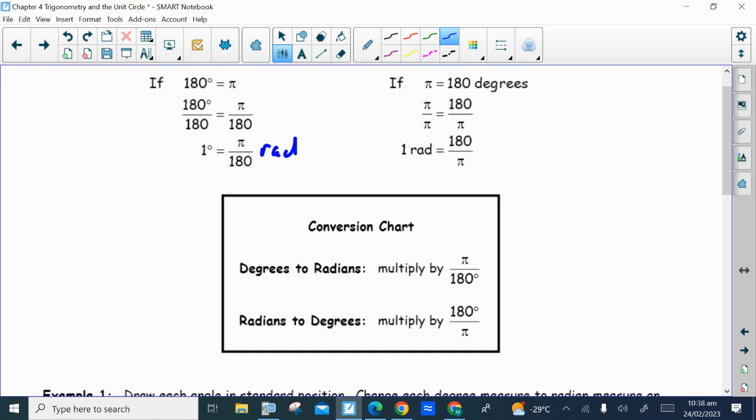So if you have an angle in degrees and you want to convert it to radians, for example, let's say you had 25 degrees and you wanted to convert that to radians. If we take that expression and you wanted to know what 25 degrees is in radians, you'd multiply both sides by 25. 25 degrees would be 25 pi over 180 radians. You'd multiply both sides by 25 degrees to get 25 degrees on the left.